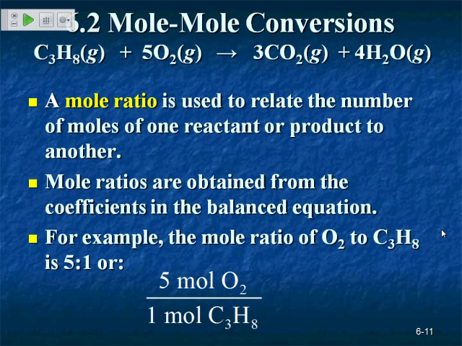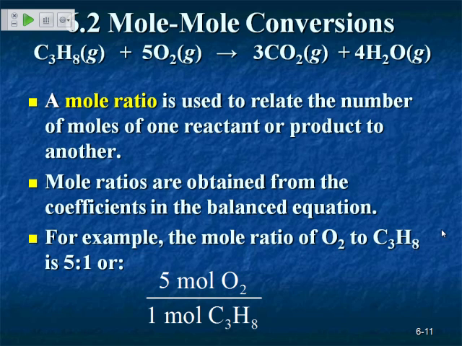Let us again use the example of propane burning. Now, to do stoichiometric calculations, we will use a mole ratio. A mole ratio relates the number of moles of one reactant or product to another. And where do we get the mole ratios from? From the balanced equation. That's what we just said. The coefficients in the balanced equation tell us the mole ratio. So we get the mole ratios from the balanced equation.